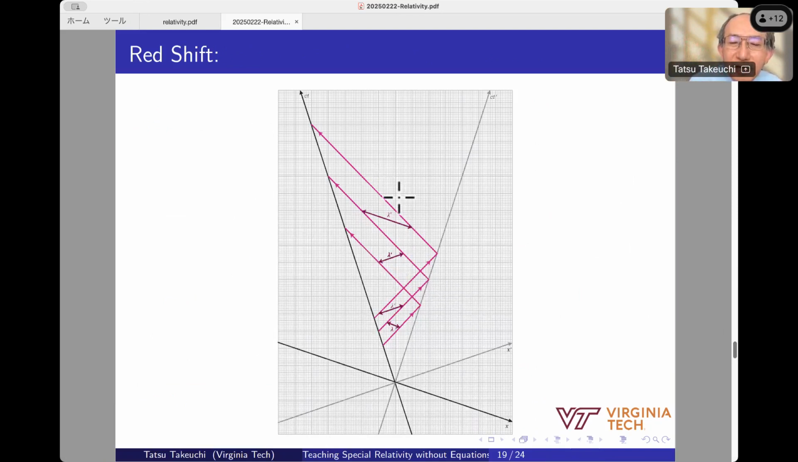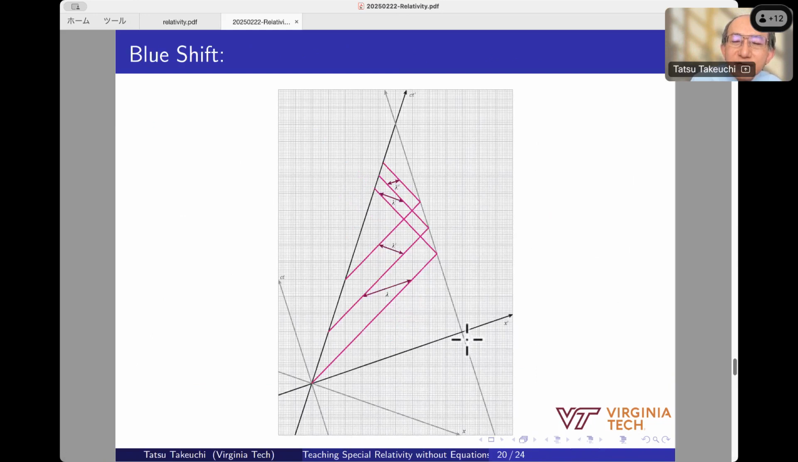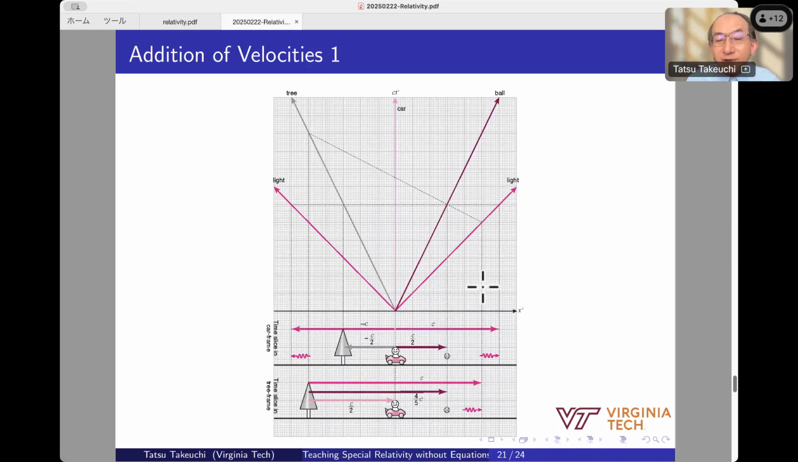And you can again do that using a space-time diagram. And if the source of the light is moving towards you, you can also show that the wavelength will be shorter every time it changes direction and comes back towards you. And you can also do addition of velocities using space-time diagrams without using any equations. And in this diagram, I show how to add half the speed of light to half the speed of light.